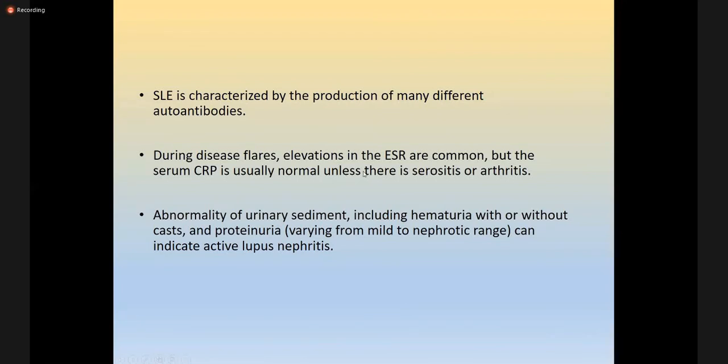Serum CRP is usually normal unless there is serositis or arthritis. And the second important thing would be the complement level. If the complement levels are low, depending upon how low they are, they actually tell us about the disease activity. Abnormality of urinary sediment, including hematuria with or without casts, and proteinuria, can indicate active lupus nephritis. That means the disease is active in the kidney.